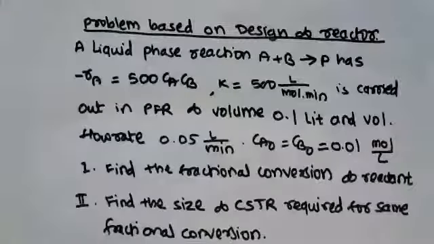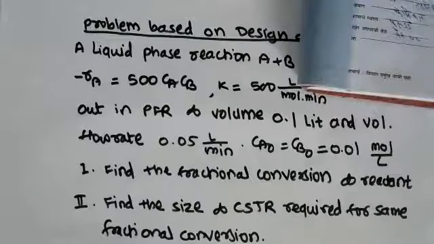The problem is: a liquid phase reaction A plus B gives product has minus Ra equal to 500 CA CB. That is, this is the rate expression. Now k is equal to 500 liter per mole per minute. It's carried out in a PFR of volume 0.1 liter and volumetric flow rate 0.05 liter per minute. It is given that Ca0 is equal to Cb0 is equal to 0.01 mole per liter.